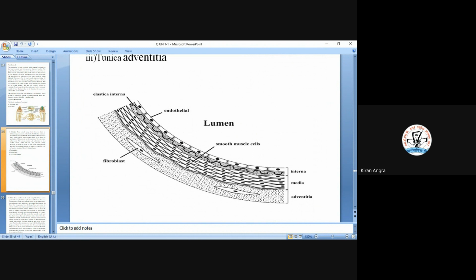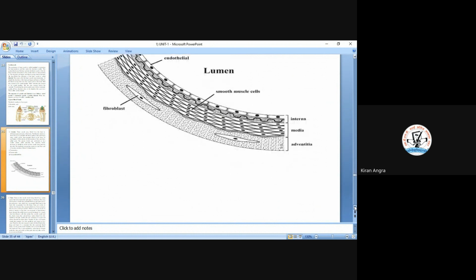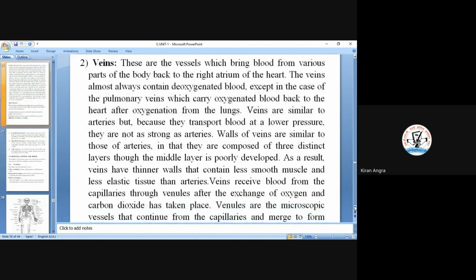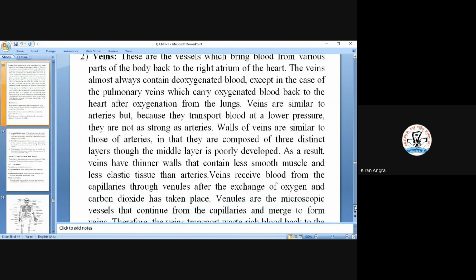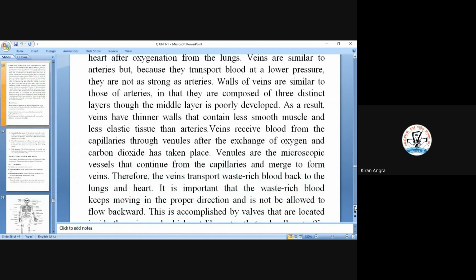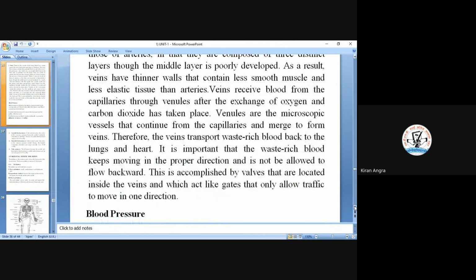Now comes the word I just told you, blood pressure. It is defined as the lateral pressure exerted by moving columns of blood on the walls of the blood vessels. Blood pressure can be divided into arterial blood pressure, venous blood pressure and capillary blood pressure. Blood pressure is always measured in millimeters of mercury.